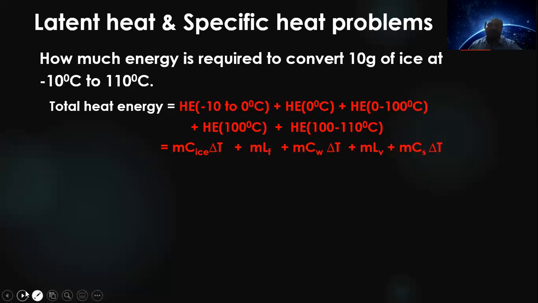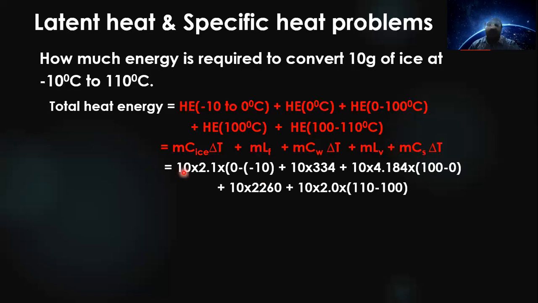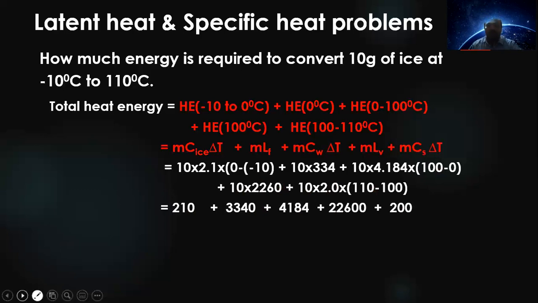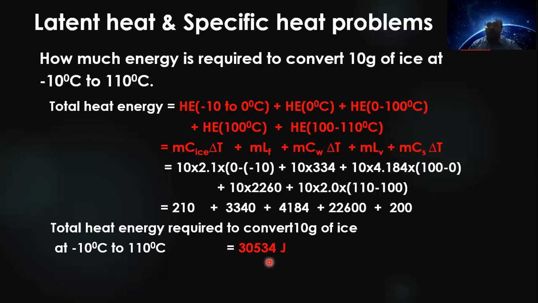We are going to substitute these values: 10 into 2.1, and this will be 10. And here 10 gram into 334 joule per gram. Here 10 into 4.184 joule per gram, and the difference is 100. And here mass into latent heat of vaporization, 2260. And then 10 into 2 joule per gram, and the difference is 10. If you substitute these values, the final answer will be 30,534 joules or 30.534 kilojoules. So that's the answer for this.